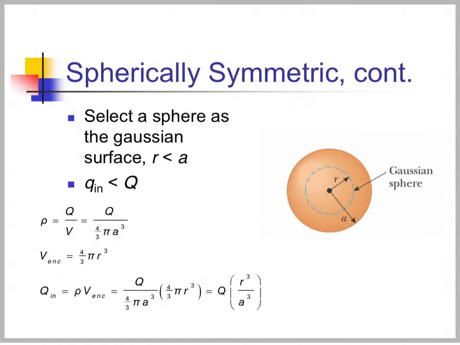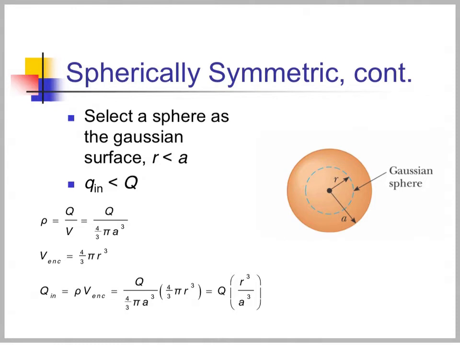What about if I want to know the electric field inside the sphere? Well, I still have the same symmetry, so we're still going to choose a sphere as our Gaussian surface. But now we're going to draw our Gaussian surface inside the sphere. Right? So r is the distance away from the center that we want to know what the electric field is, and a is still the size of this charged sphere.